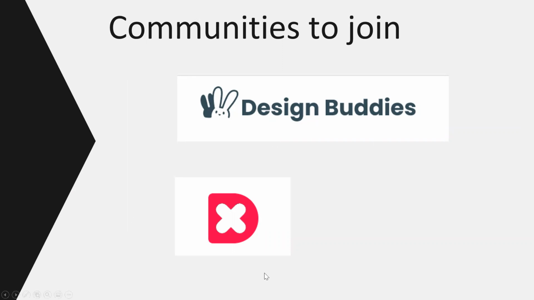Design X is a little bit newer to me, but I've heard a lot of good things. They have channels where you can see discussions from other UX designers and get some insight into their experiences. There's also a job board, but they're typically more senior UX roles, so it might not be as beneficial to people that are just starting out, but still useful to see other people's experiences.